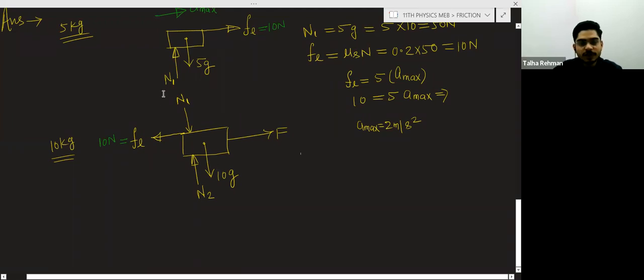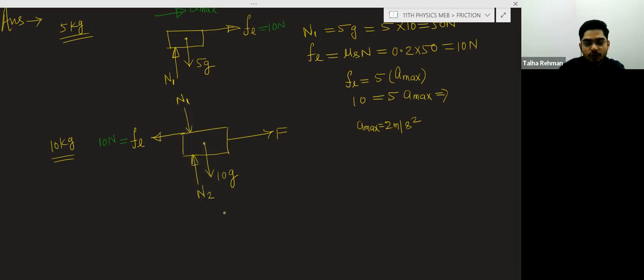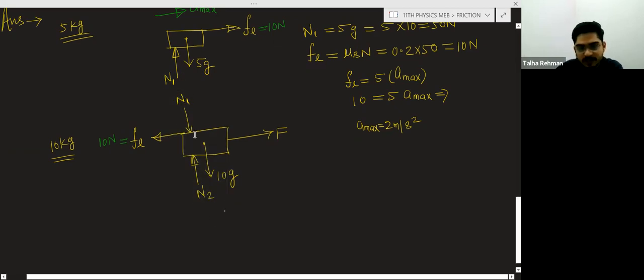If you want to calculate the normal reaction here in this case, then how will you calculate? There is no motion in this direction, so there will be equilibrium of the forces. This force is in upward direction, and both of these forces are in downward direction. So upward force is equal to the downward force. You can write N2 is equal to N1 plus 10g.